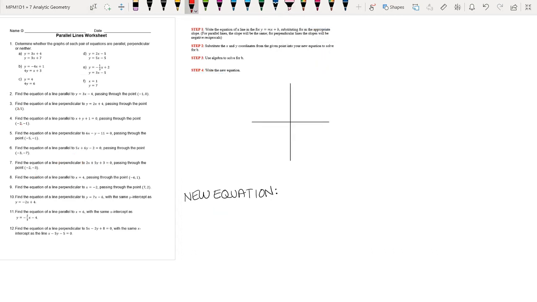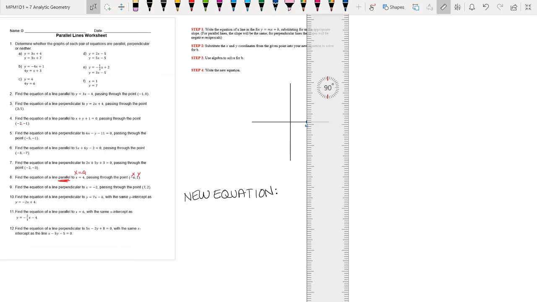Question 8 reads, find the equation of a line parallel to x equals 4, passing through the point -6, 1. So analyzing the question, we're being asked for a line that's parallel to x equals 4, and we're given the point -6, 1. So first let's talk about the equation x equals 4. X equals 4 is in the format x equals a and produces a vertical line. Let's just picture it over here for a quick moment. If this here is 4, then our line for this equation is going to look like this.